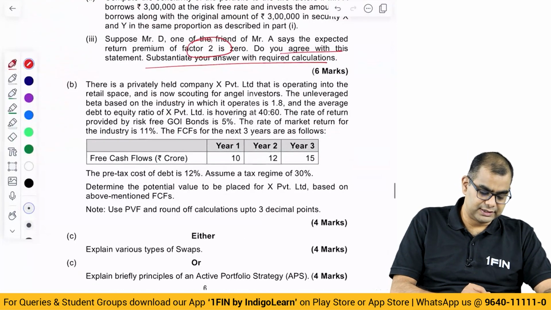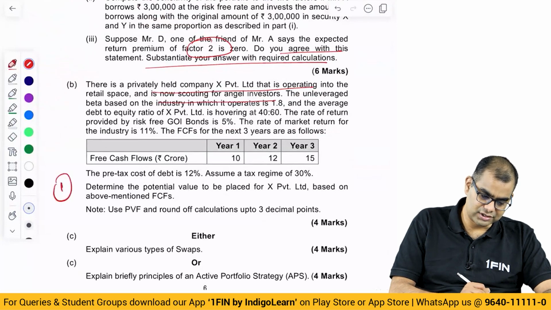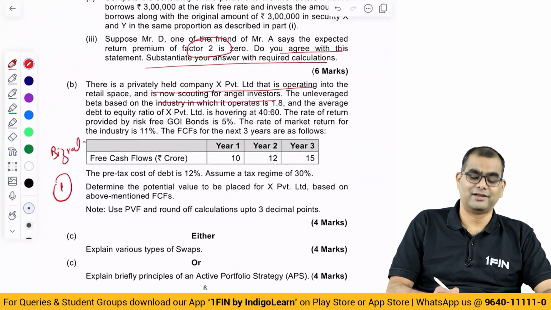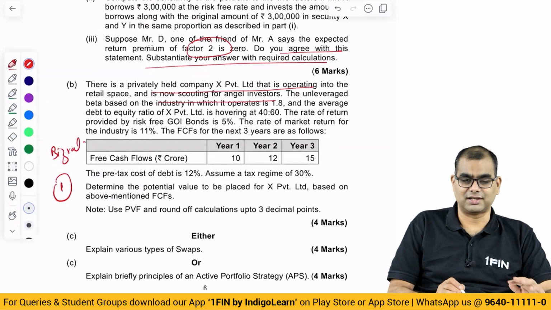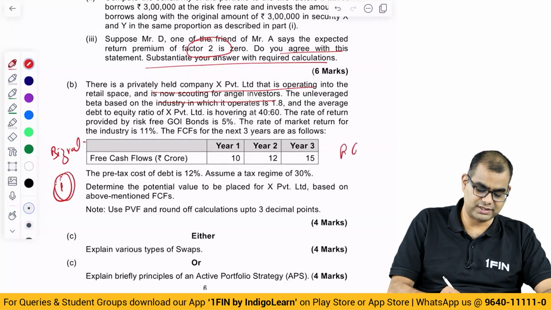Then there is a privately held company operating in the retail space, scouting for angel investors. This is business valuation, illustration 1, I think. I'm not wrong, illustration 1, yeah, business valuation chapter. Okay, there's nothing in this. I'm not going to solve it. You please go and have a look. Business valuation, illustration 1 from P600 plus.